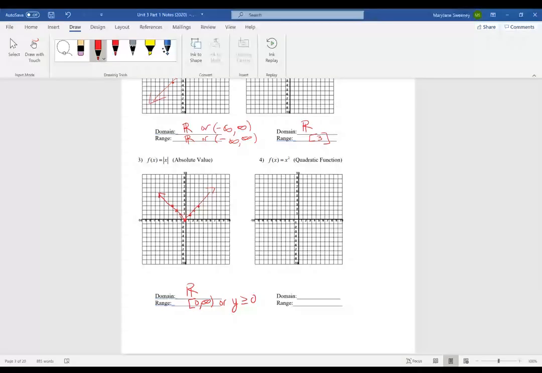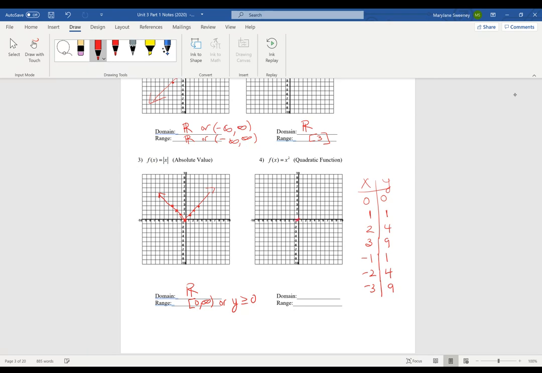For the quadratic function, and maybe I don't have to make a table, but just for the sake of your notes, so you know what points I'm plotting. So if x is 0, 0 squared is 0. 1 squared is 1. 2 squared is 4. 3 squared is 9. If I do some negatives, -1 squared is 1. -2 squared is positive 4. -3 squared is positive 9.